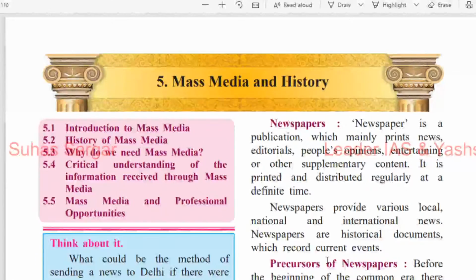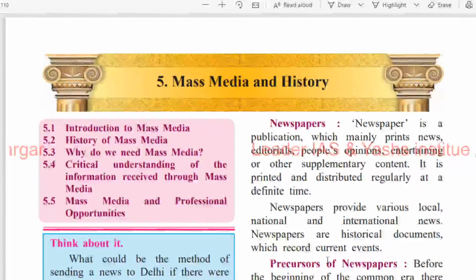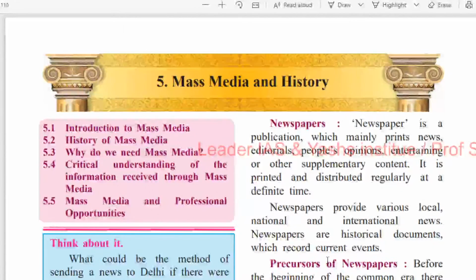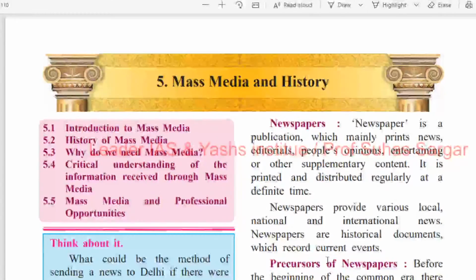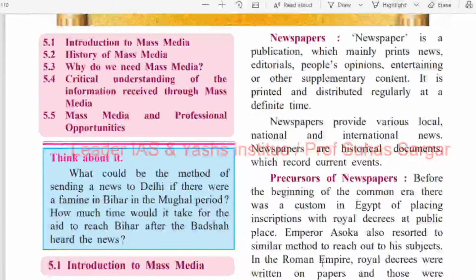Dear listeners, these are the self-explanatory audiobooks for the self-study. In these chapters, what you are going to learn: 5.1 Introduction to Mass Media. History of Mass Media. Why do we need mass media? Critical understanding of the information received through mass media. Mass media and professional opportunities.